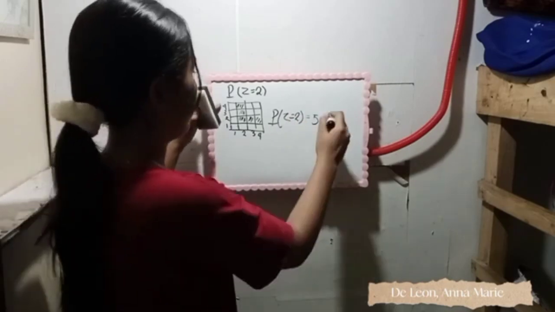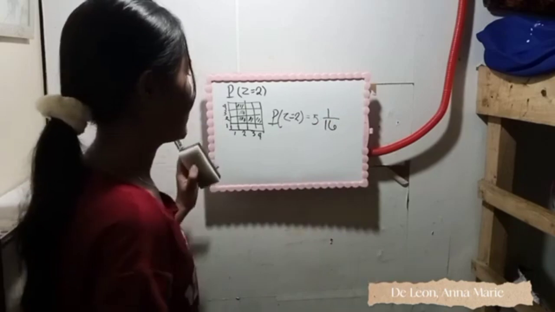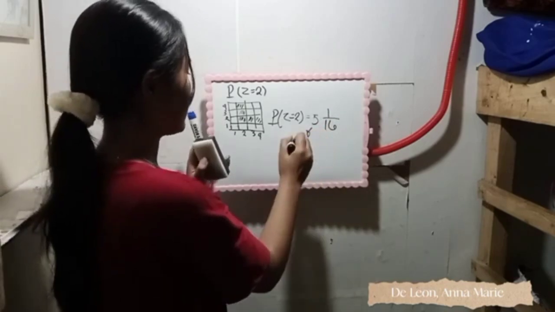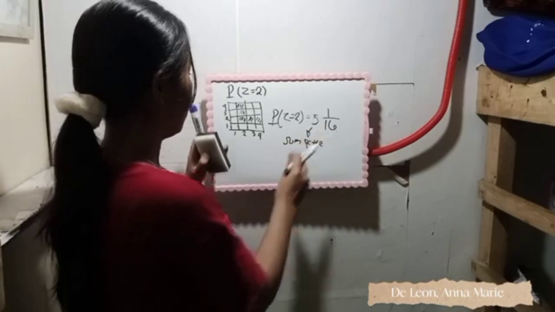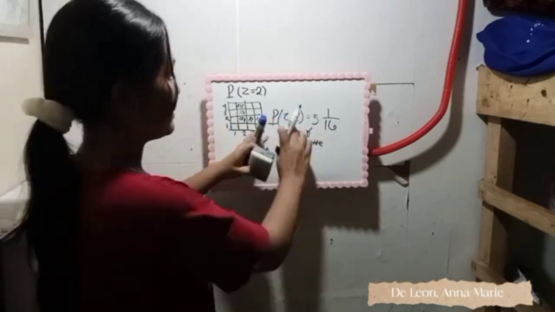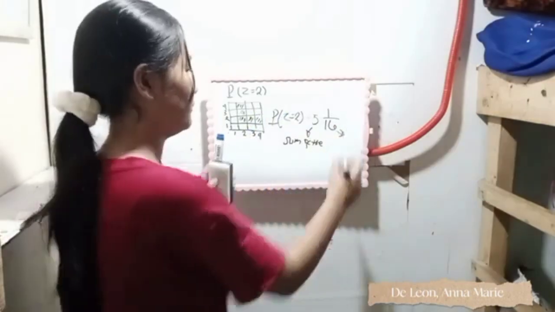times 1 event occur over the sample space. So 5 is the sum of the probability of Z is equal to 2 and 16 is the sample space.